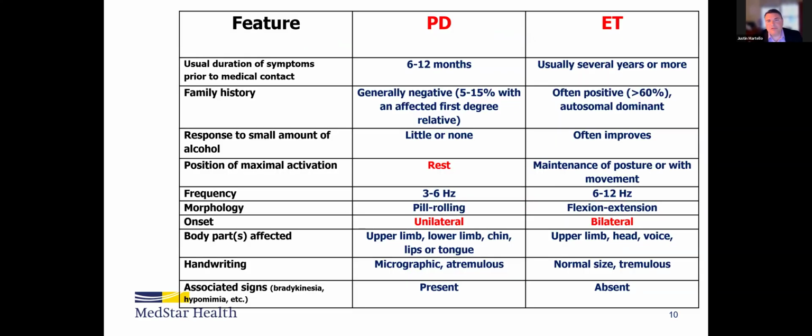Again, this is a table comparing the two, ET and PD. Usually, ET is very slowly progressive over time. It doesn't include other associated issues like slowness of movement and stiffness, obviously, that Parkinson's can have. People who have essential tremor for many, many years, if not decades, can sometimes eventually develop balance issues, but more often the balance issues are with Parkinson's. And so we went over the rest of these things.